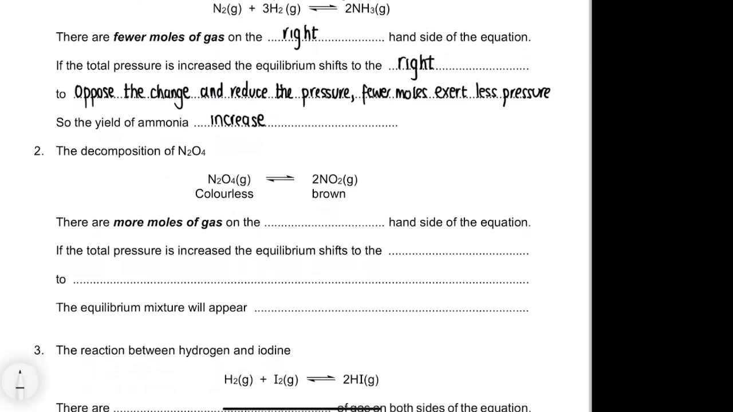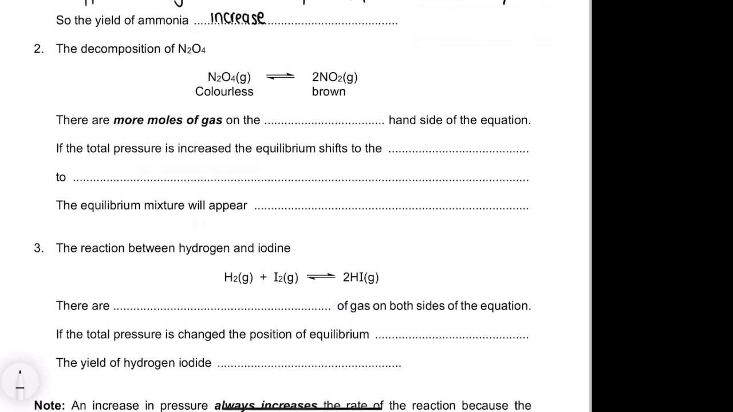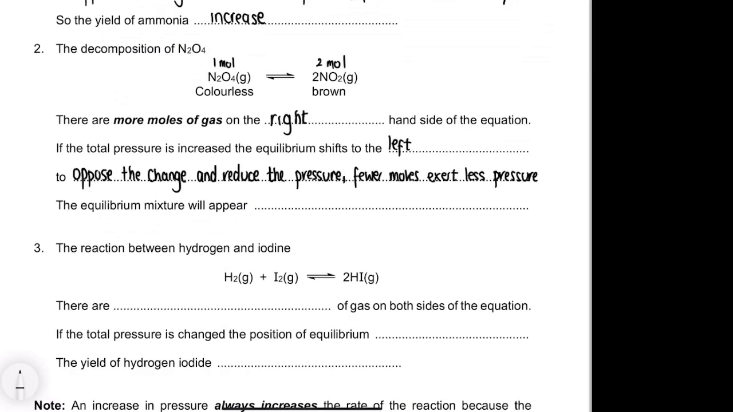So how could we apply that in a different way? Let's have a look at another example. In this example, we've got 1 mole on the left and 2 moles on the right. So there are more moles on the right. So there's more pressure on the right. If the total pressure is increased, then we would go left. And can you explain that using Le Chatelier's principle? So in exactly the same way, we're going to shift left to oppose the change and reduce the pressure because fewer moles exert less pressure.